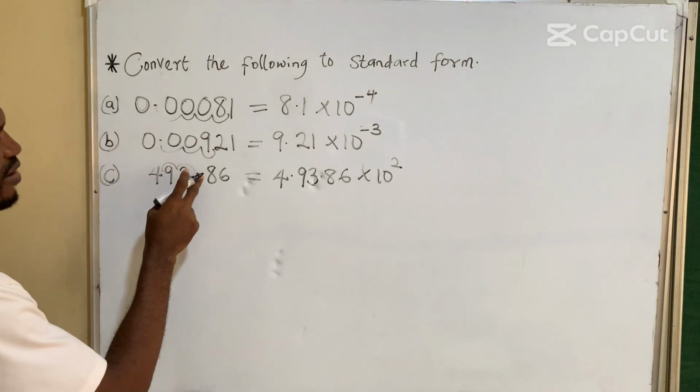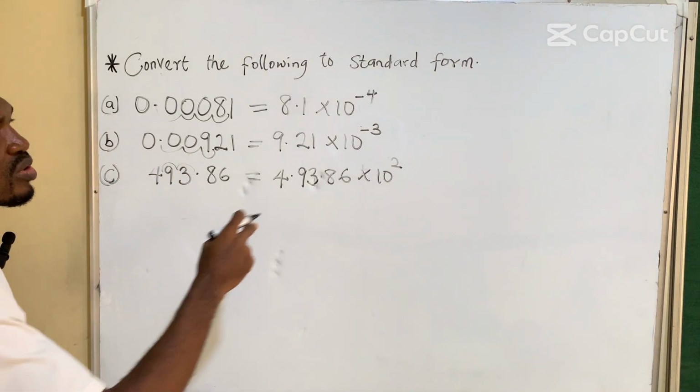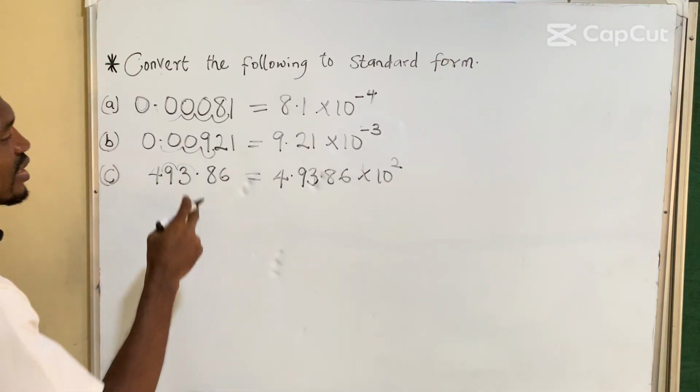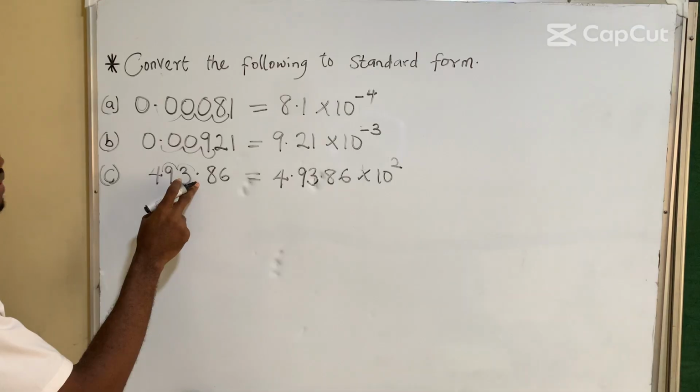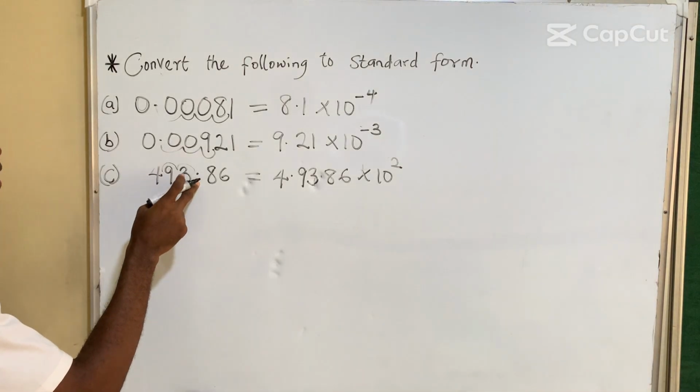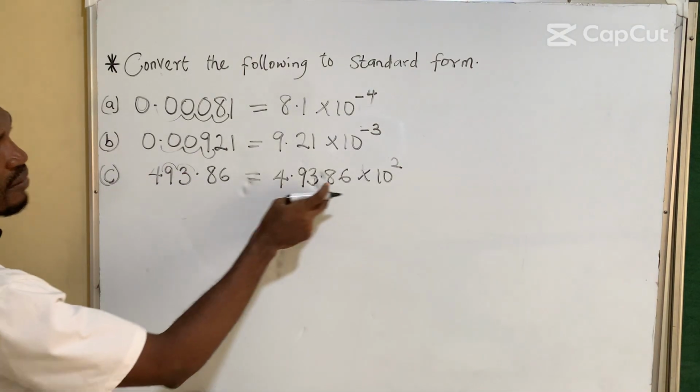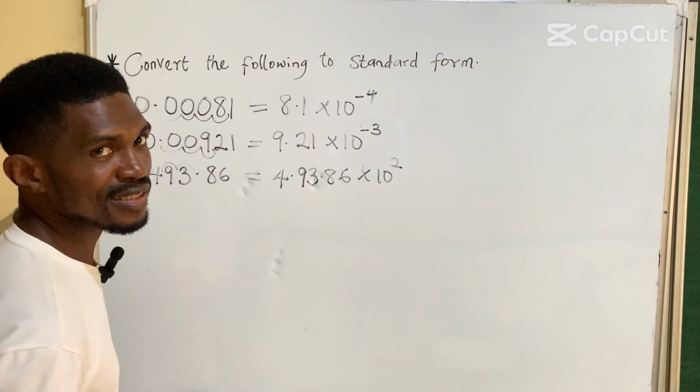Okay, so because we have a decimal point doesn't mean that every time it must be minus and every time we must count forward. In this kind of example, we count backward so that we'll have this multiplied by this.